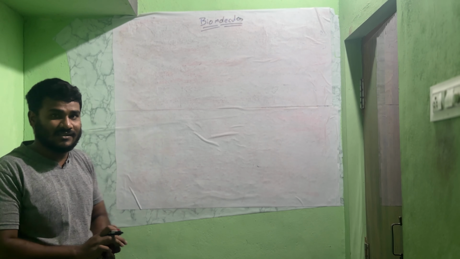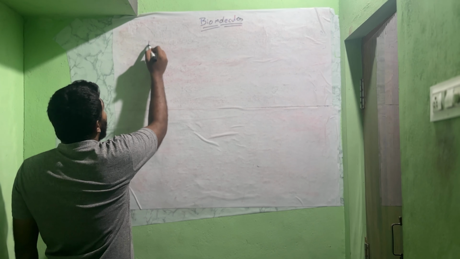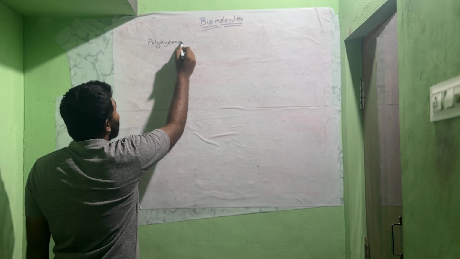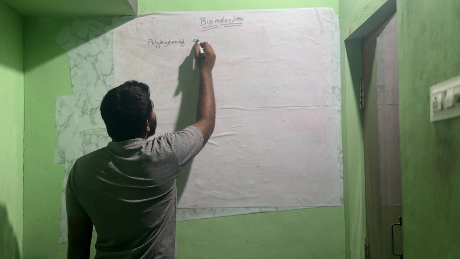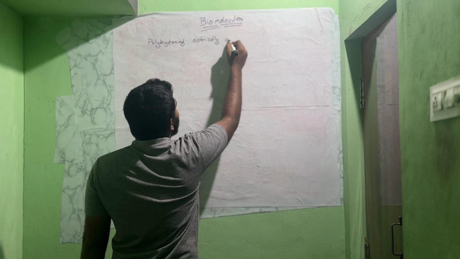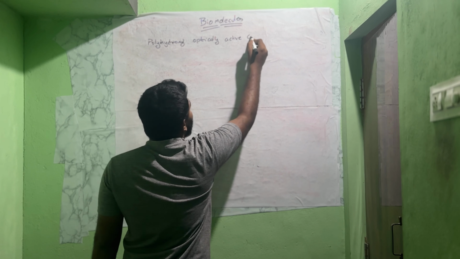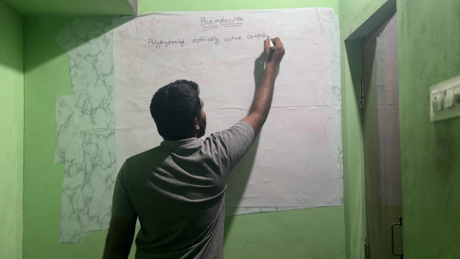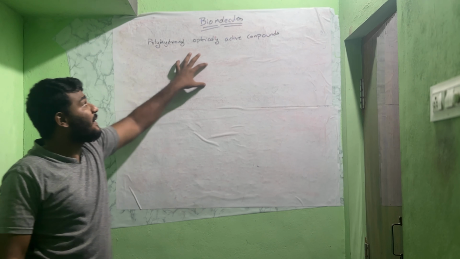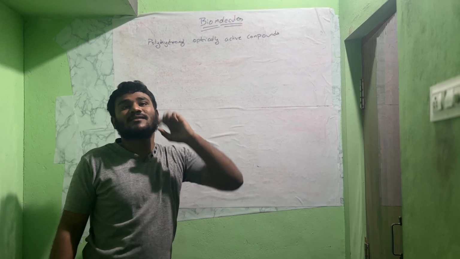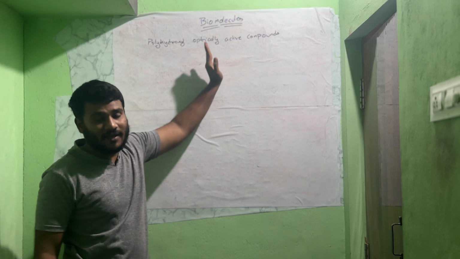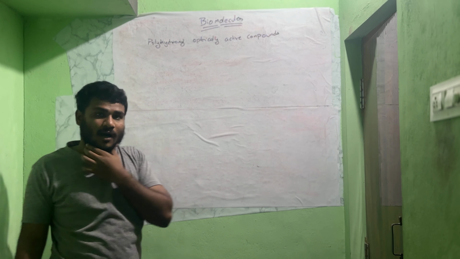The new definition is: polyhydroxy optically active compounds are known as carbohydrates. Okay, the new definition is polyhydroxy optically active compounds are known as carbohydrates.